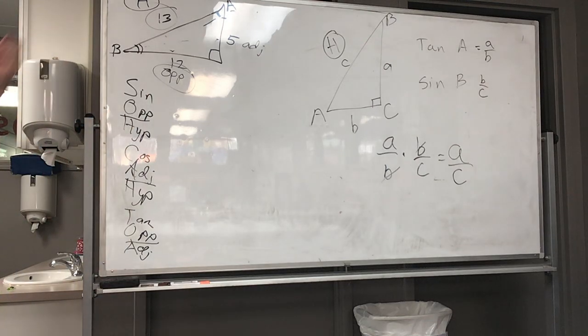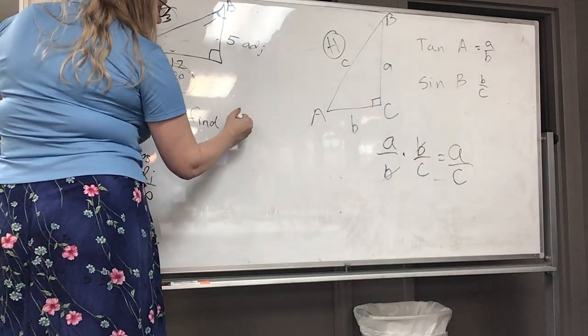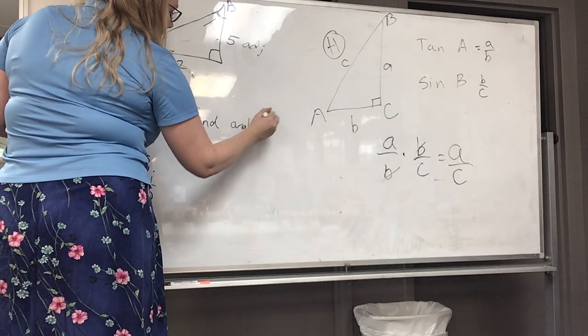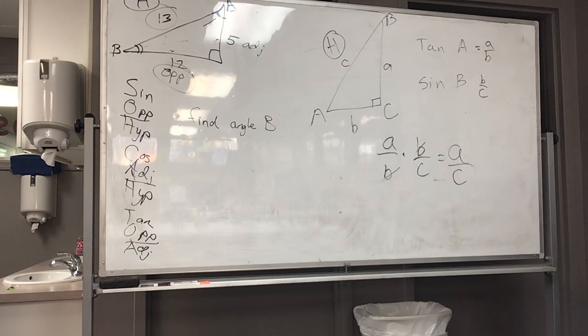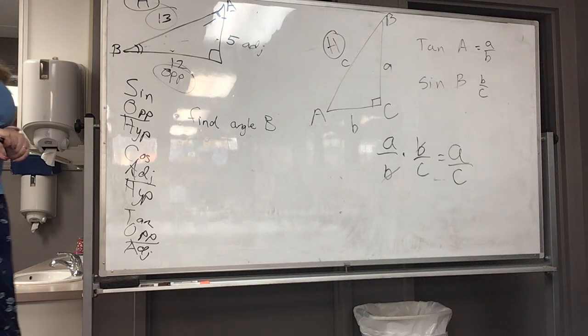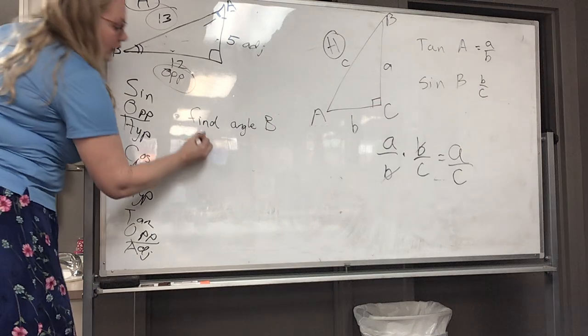So let's say that they've said to find angle B. How would we do that? In this particular case, they've given us all three numbers, and so you kind of pick your favorite. A lot of people stick with sine because it is the first one. Some people like to stick with tangent because they like that one. Doesn't matter. But I'm going to stick with sine. So if we look at B, what is the sine of B?